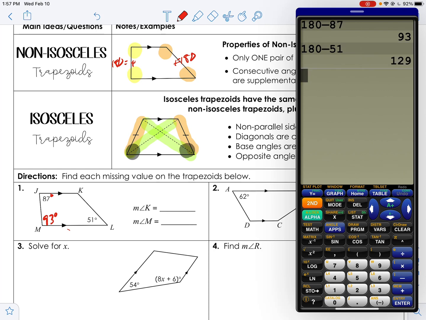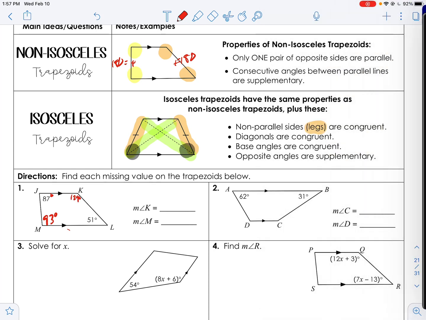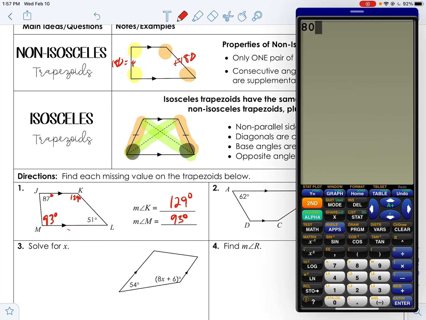And 180 minus 51, no, that's a 4, 51, is 129 degrees. Total should be 360. We learned that about these kinds of things before. So we know those. Measure of angle K, 129 degrees. Measure of angle M, 93 degrees. That's all they needed from that one. You go ahead, pause, try number 2. Let's see how you do.